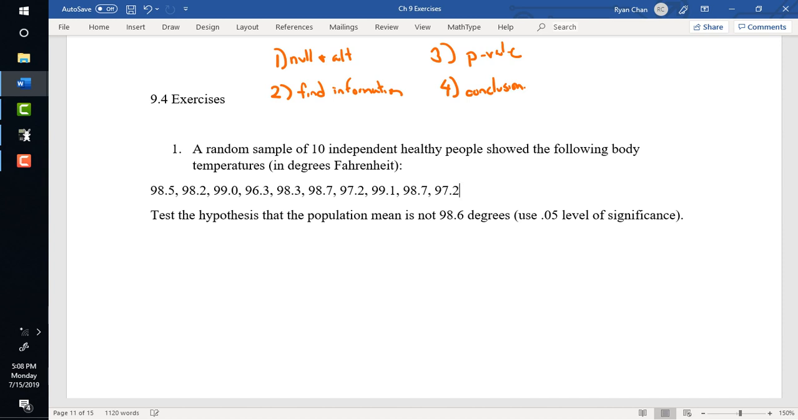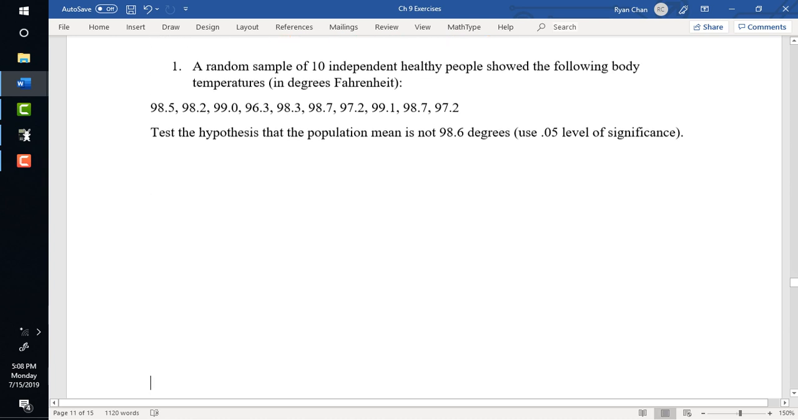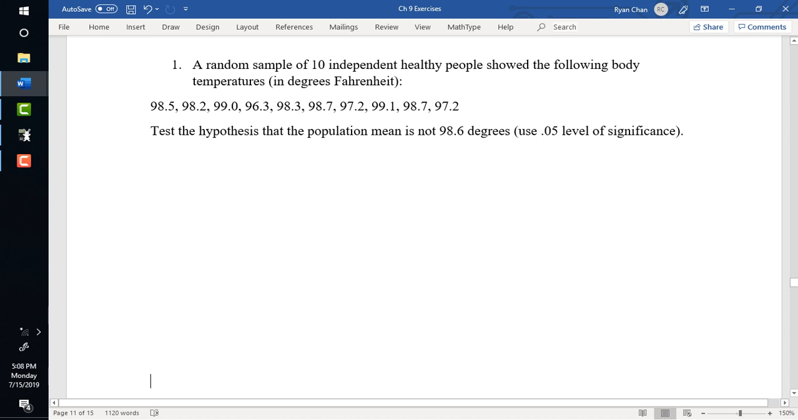For the following here, it says a random sample of independent, healthy people showed the following body temperatures. Test a hypothesis that the population mean is not 98.6. Use a 0.05 level of significance. So you're going to do your claim. Now this time we're not going to be using p because we're not talking about proportions. We're talking about mean, so we're going to use mu instead.